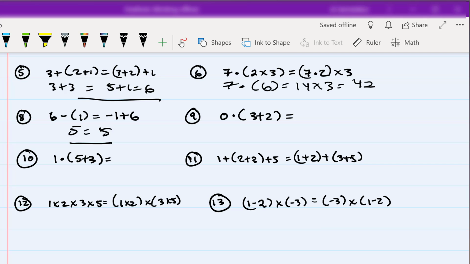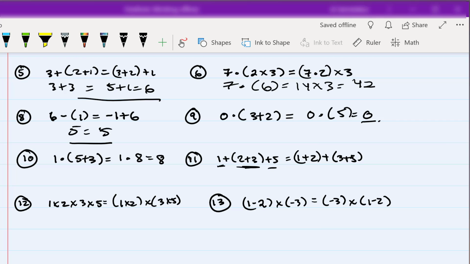Number 9, we have 0 times 5, which is 0. Again, anything multiplied by 0 is 0. Number 10, 1 times 8 is just 8. Number 11 is a little bit more tricky because we have 3 terms. We have 1, 2, and 3 terms. But again, we'll see that the order and associating which ones we do first doesn't matter.